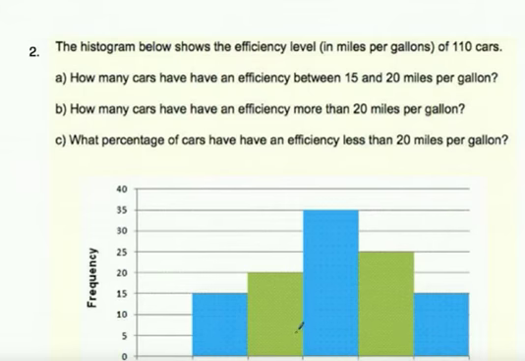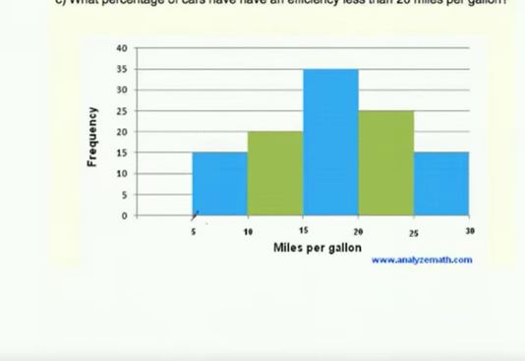The histogram below shows the efficiency level in miles per gallon of 110 cars. A says how many cars have efficiency between 15 and 20 miles per gallon. So that would be this bar. That would be 35.